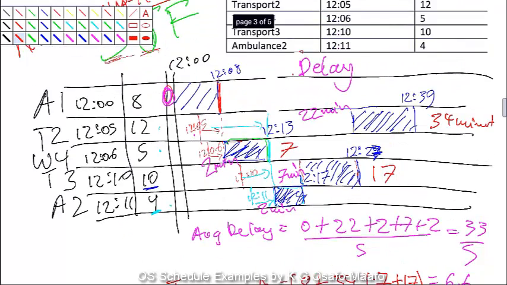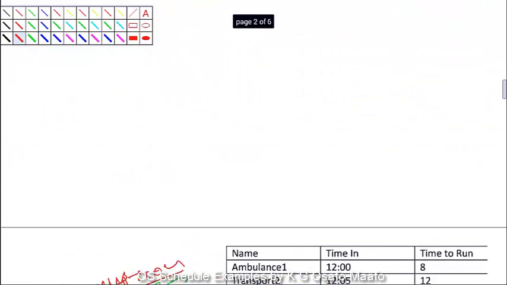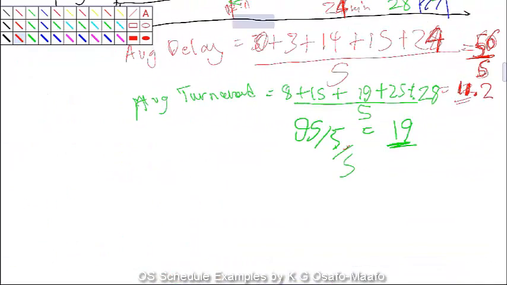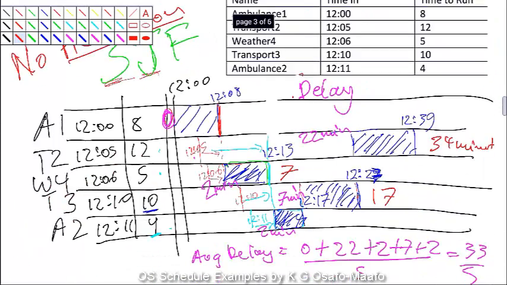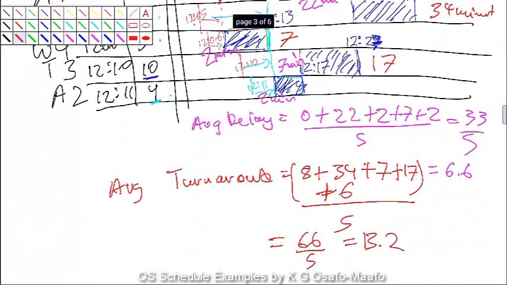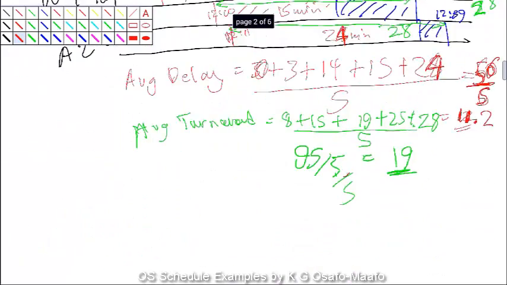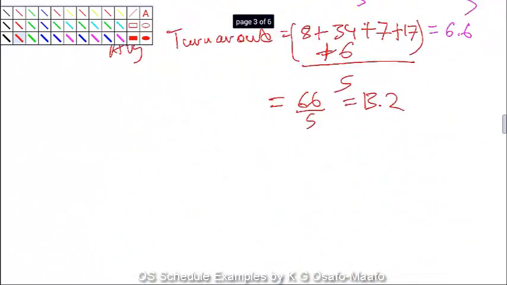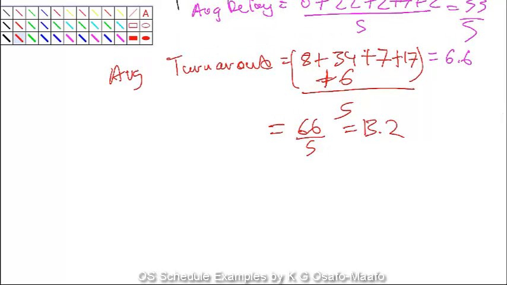So if you compare simply going first come first served, the average delay was 11.2, but by going shortest job first, we've brought it down to 6.6. Turnaround time was 19. By going shortest job first, we've brought it down to 13.2.